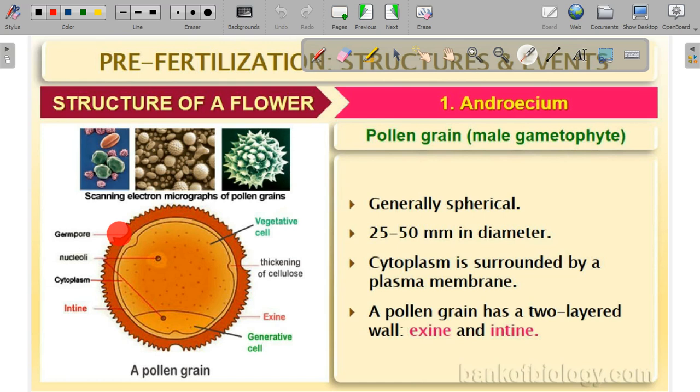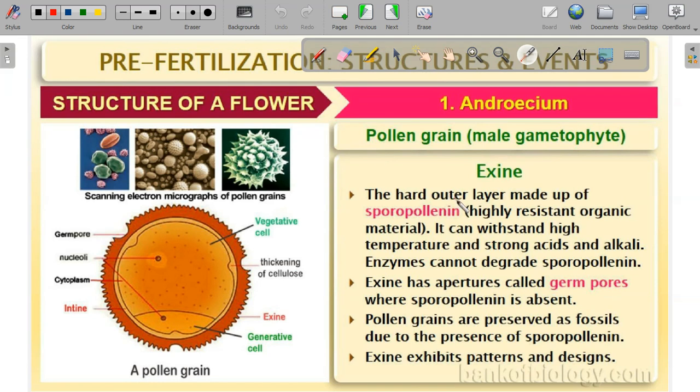But when we look here, there are some areas where sporopollenin is absent. What is that area called? Germ pores. Through the germ pore, some tube arises. What is the tube called? Pollen tube. Pollen tube formation. Very good. I'm so happy.